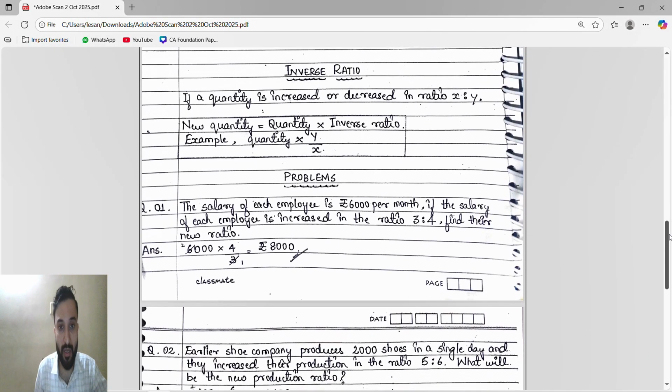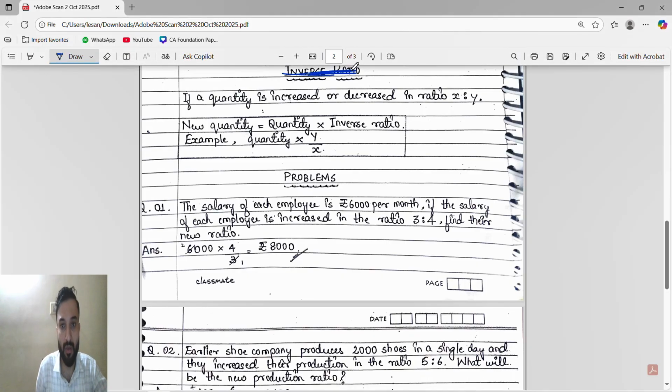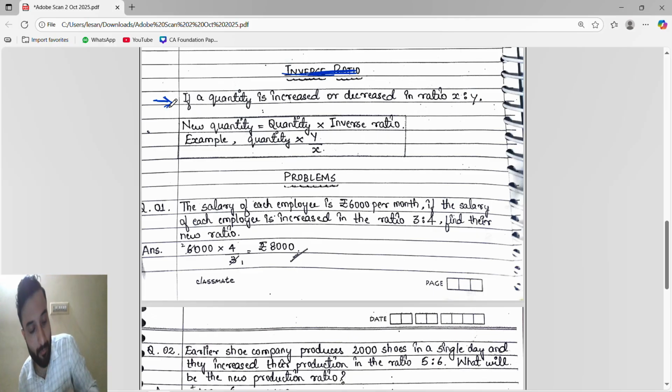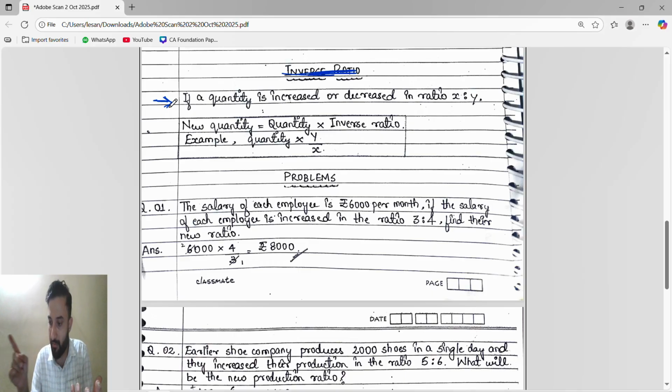Now guys, don't write this thing. Don't write the inverse ratio. Now we have to see this. We will give the arrow and write down from here. Now this is a very important thing guys. Every year they ask a question. The thing is, they will give any quantity. Understand first, don't write anything. They will give any quantity, and that quantity will be increased or decreased with some ratio. Once again I am saying, they will give any quantity, and this quantity either will increase with some ratio or decrease with some ratio. Then we have to find the new quantity.